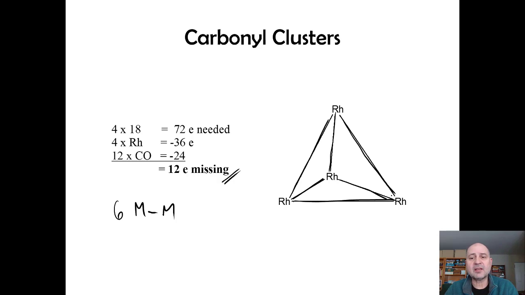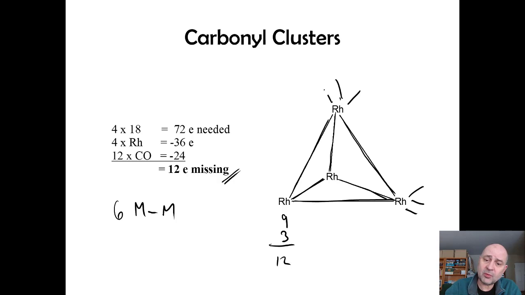You try to make this as symmetrical as possible. Sometimes it's not possible. Now if you look at each rhodium, we have 9 plus 3 for the metal-metal bonds. That's 12, which means each of these rhodium needs 3 carbonyls. So 1, 2, 3, and that adds up exactly to the missing number.